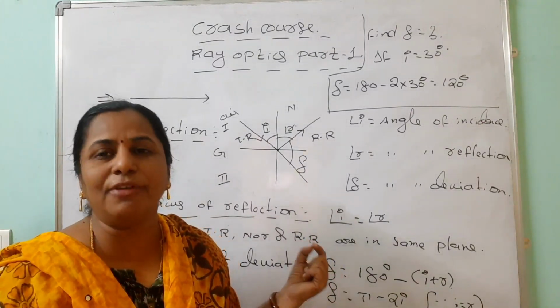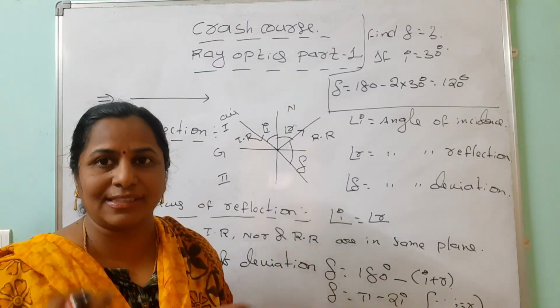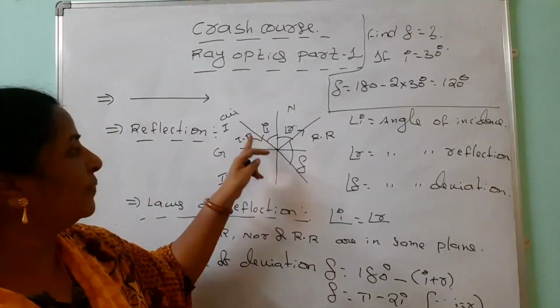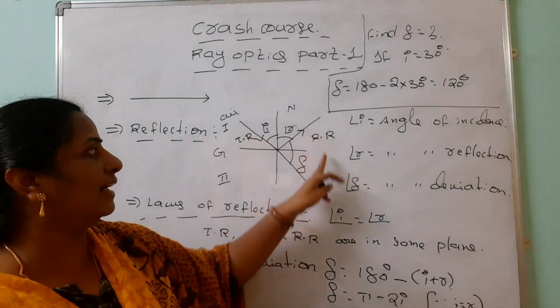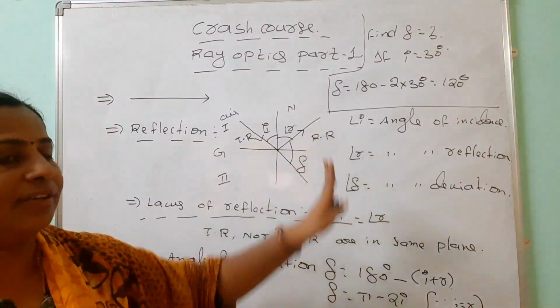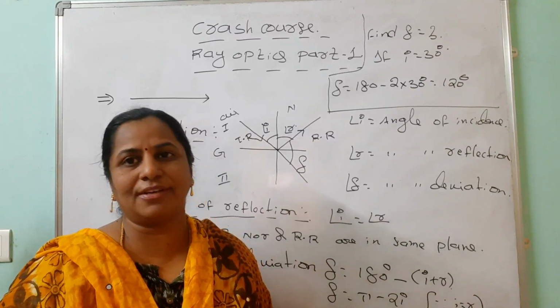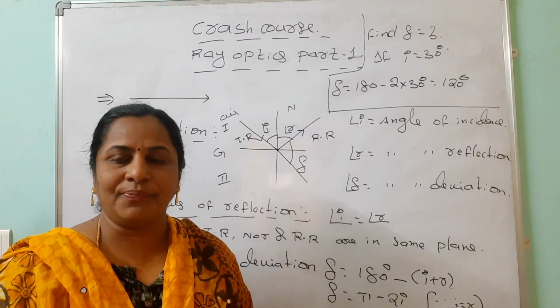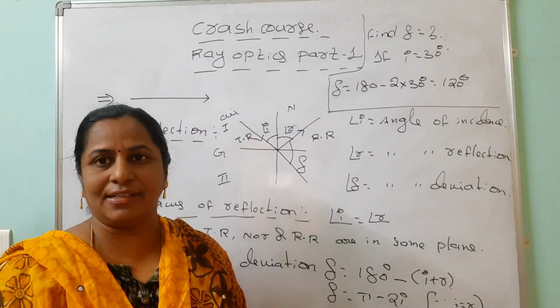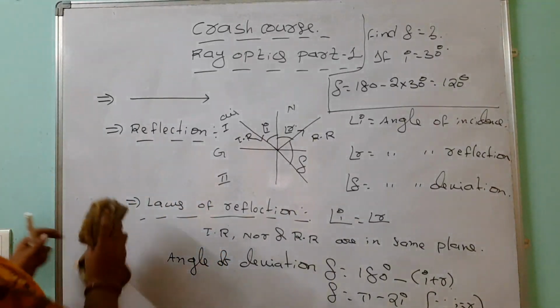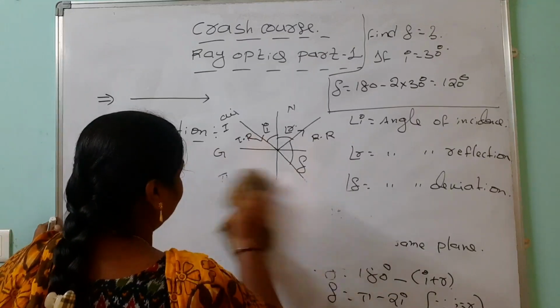So this is a simple formula to remember, but it's somewhat difficult to remember. But you remember the definition. The angle between incident ray and reflected ray is called what? Angle of deviation delta. This is about the reflection. But there are two types of reflections. One is diffuse reflection, another one is regular reflection.